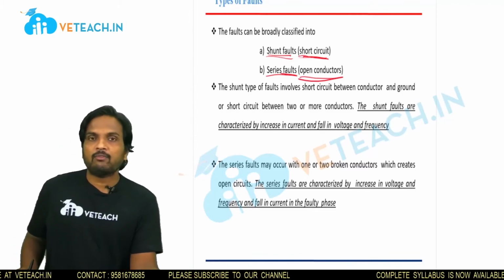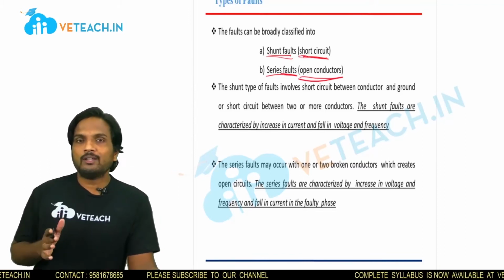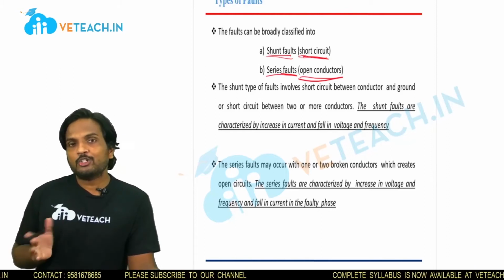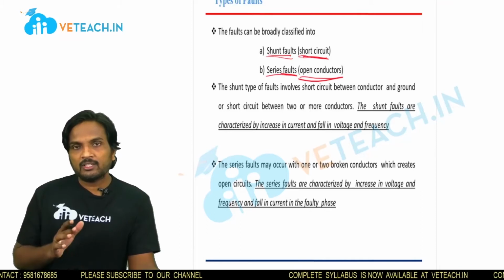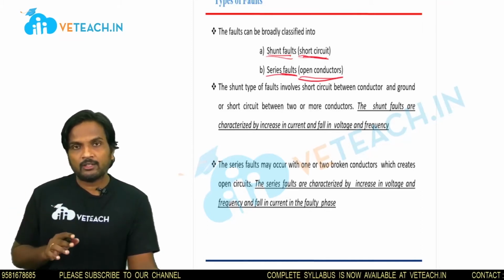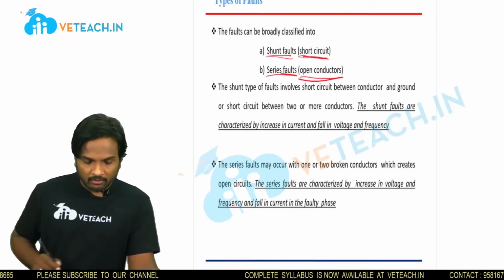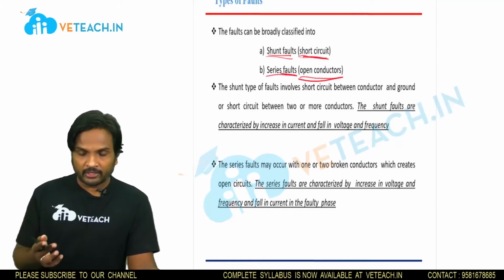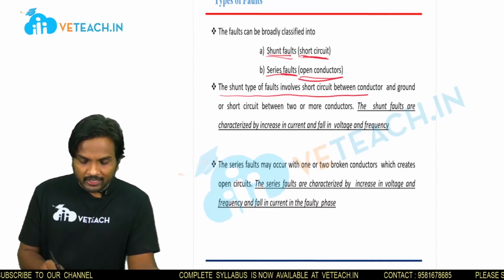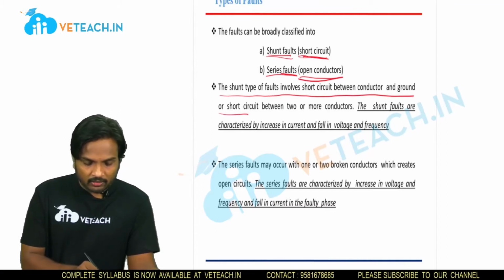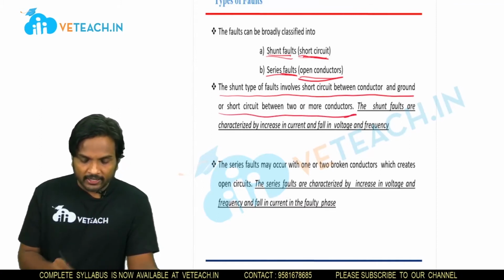So we have two types of faults. The first is shunt faults, and the other name for shunt faults is short circuit faults. The next is series faults, and another name for series faults is open circuit faults or open conductor faults. Now we will see what a shunt fault is. Shunt type faults involve a short circuit between conductor and ground, or a short circuit between two or more conductors.